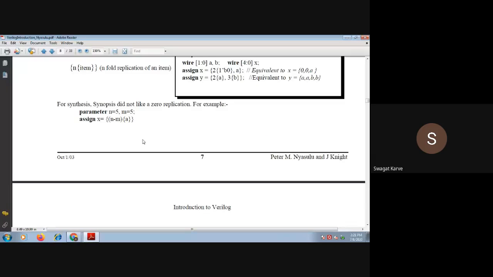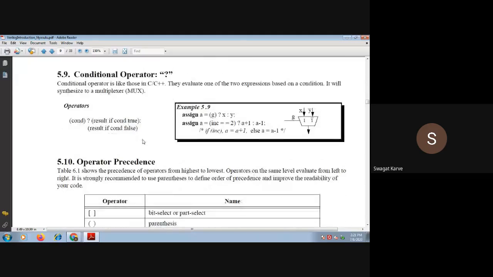Now next is the conditional operator, right? Depending upon some condition, this operator will work. Conditional operators in Verilog are much like the ones that you have used in the C and C++ languages.